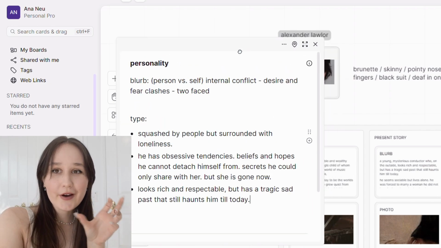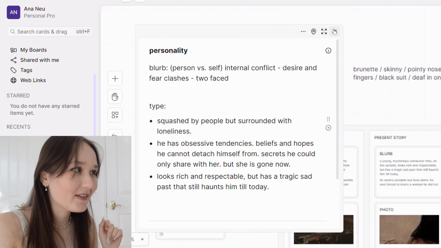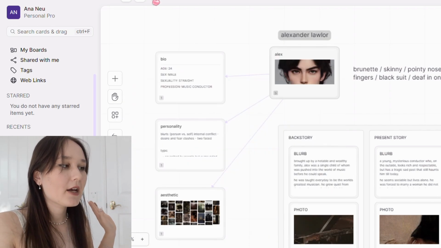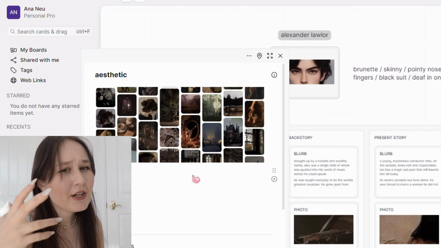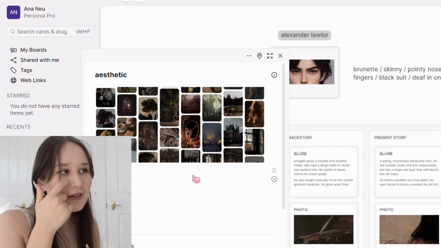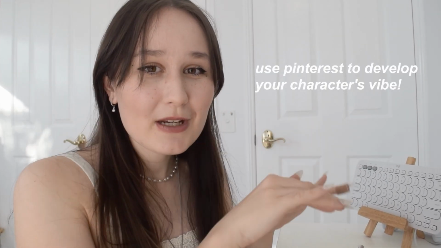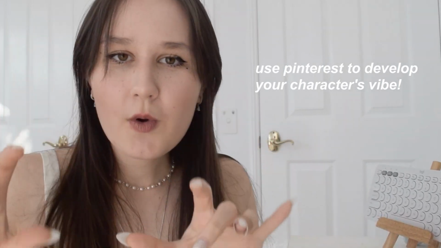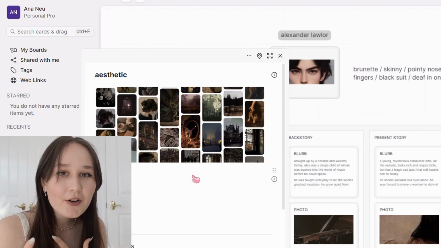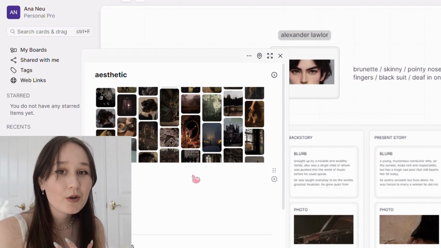Now that we've finished with personality, which is so fun, I loved it, we're going on to aesthetic. Okay, so this is really fun. I love incorporating Artbreeder, creating your characters through AI, that sort of thing, and also using Pinterest. So this isn't all just about brainstorming words. It's actually all about photos and different inspirations that you can draw from for your characters.